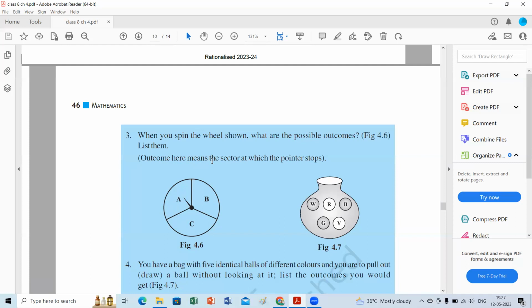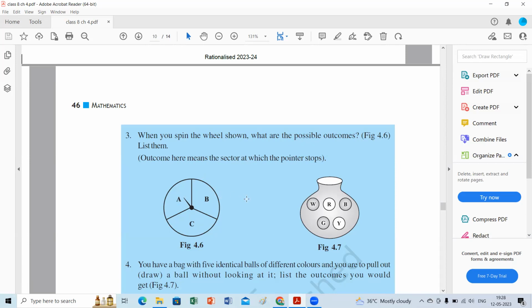The outcome here means the sector at which the pointer stops. There are only 3 outcomes, children. One is the possibility of getting A, the possibility of getting B, or the possibility of getting C.